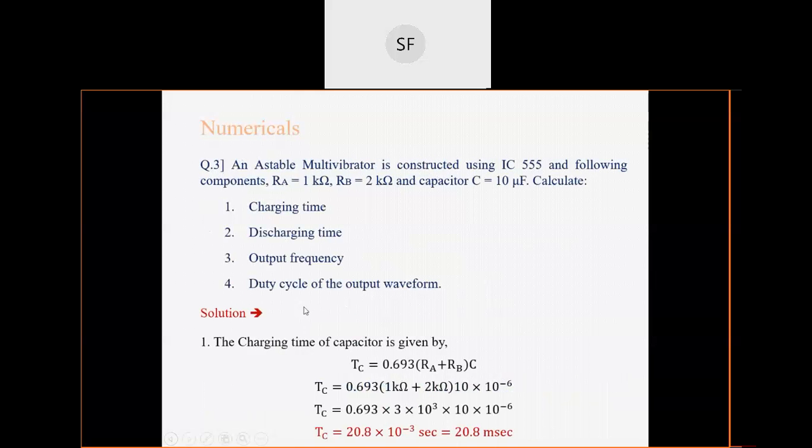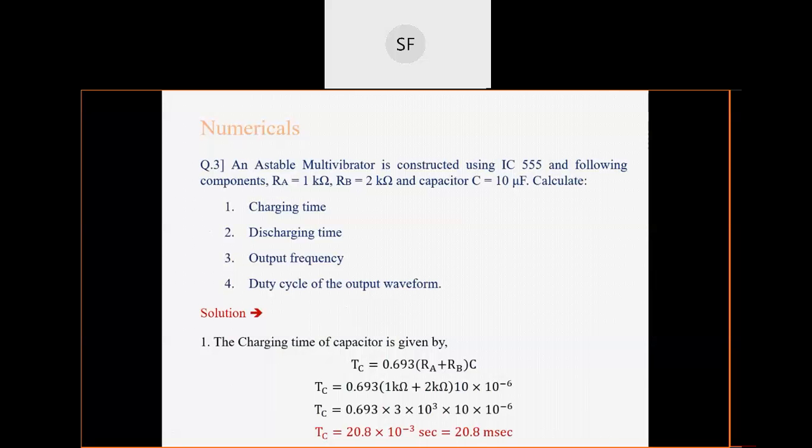So now we will go with question number 3. You can just read question number 3. An astable multivibrator is constructed using IC555 and the following components. These are the values of the components: RA equals 1 kilo ohm, RB equals 2 kilo ohm, capacitor equals 10 microfarad.